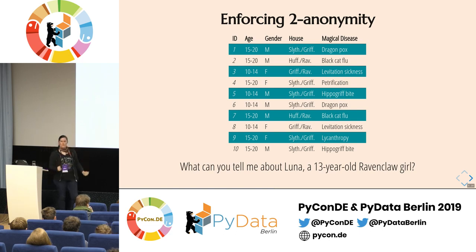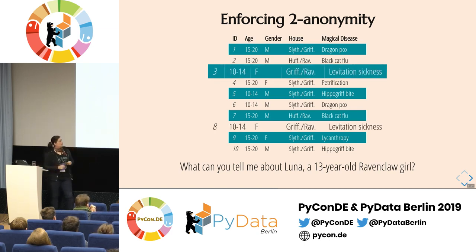What can you tell me about Luna? She's 13 years old and she's in Ravenclaw. So let's have a look. There are only 2 lines, because it's 2-anonymous. But they both have the same sensitive attributes. So actually, even if everything is grouped, you can still gain some information.